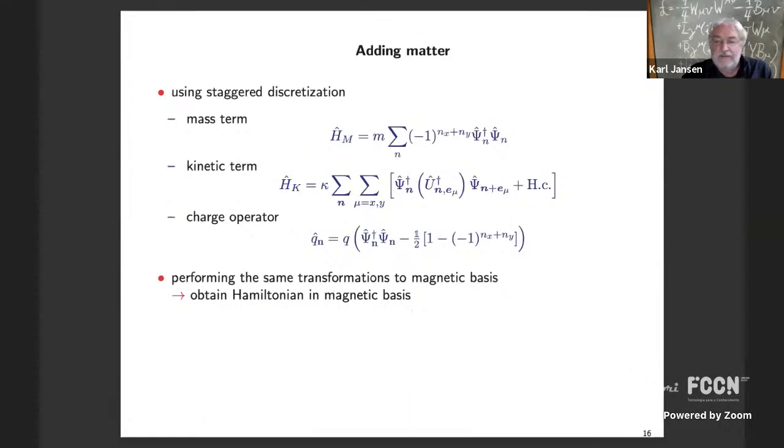Okay, we can add matter. We are using staggered fermions, so we have this staggered factor here, and we have a mass term, and then we just have the psi dagger psi operator. We can also introduce a kinetic term where we couple fermions at neighboring sites with this link operator. We can express the charge operator in the presence of matter, and we can perform all the same transformations to the magnetic basis and this scaled truncation to obtain an efficient Hamiltonian, also in the case where matter fields are present.